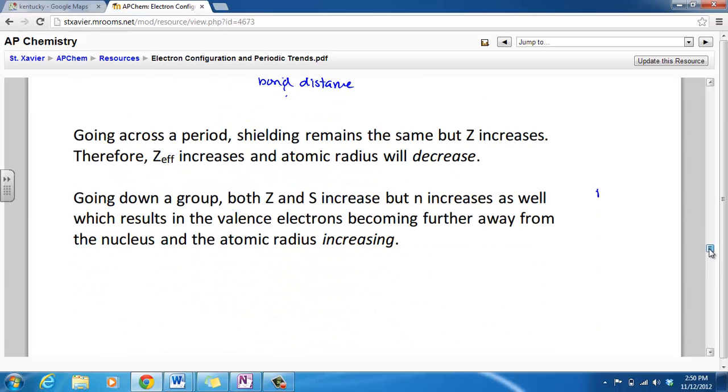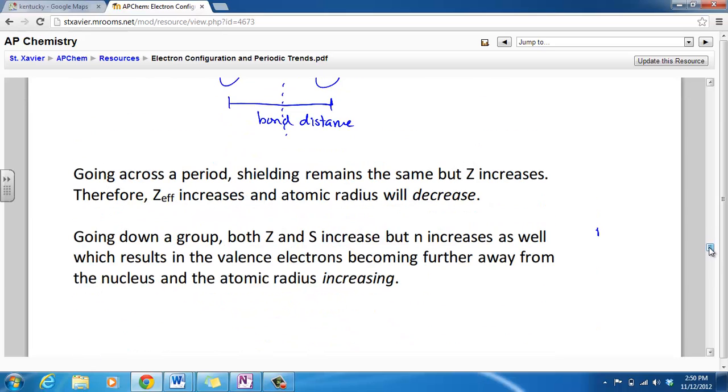Okay. Now, as I was saying, the periodic trend going across the period, the shielding remains the same, but the Z increases, that nuclear charge increases, the effective nuclear charge increases, and the atomic radius will decrease going from left to right. And I really do think it helps to know why these things occur rather than just trying to memorize these facts. If that's what you have to do, go ahead. But I would much rather you guys understand why it does this, and I will ask you questions on the test to see if you know why.